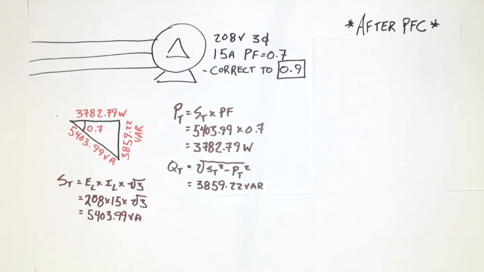What we want to do now is determine what some of these values are going to be after power factor correction. And remember, we already know what it's going to be power factor corrected to because it is stated in the question at 0.9.